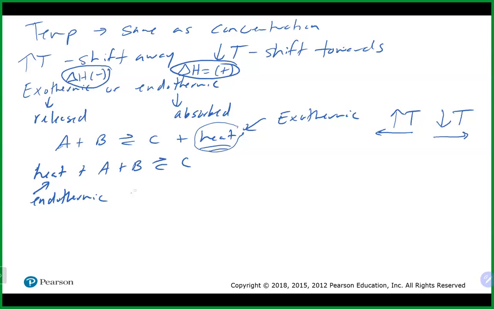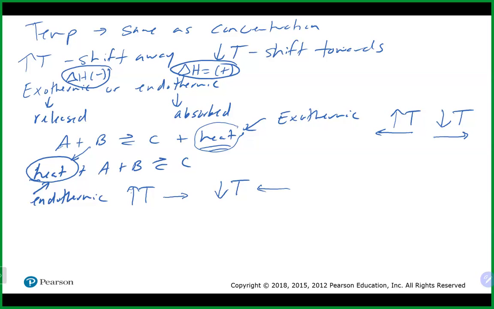For an endothermic, it would be opposite. If you increase the temperature of an endothermic reaction, it's like adding more reactants, which will cause it to shift to the product side. And if you decrease the temperature of an endothermic reaction, it would be like making a hole over here on the reactant side. It would actually shift towards the reactant side. So temperature really works the same as concentration. You just have to determine is it exothermic or endothermic.